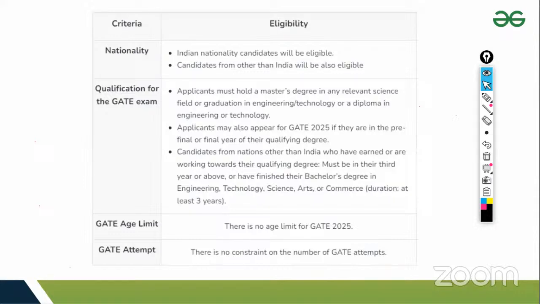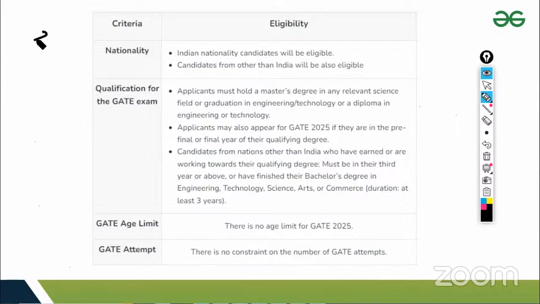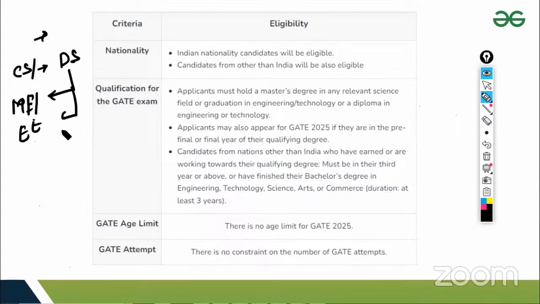Also, in the GATE examination, data science is coming in the combination paper. It means if you are a computer science student, you can give data science. If you are from mechanical, you can still give data science. If you are from electrical, you can still give data science. If you are from CSE, there is a combination available for that too.